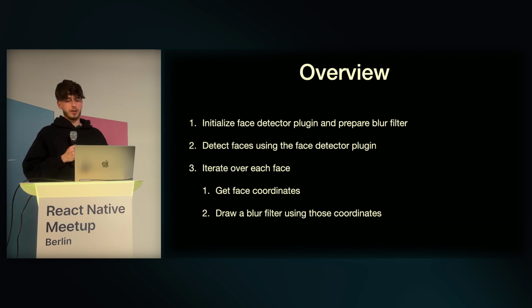We detect the faces. So inside our frame processor, we detect all of the faces using the face detector plugin. So that's the actual inference. That's the actual hot loop that's running on every frame. And then once the face detector plugin gave us our results, we can iterate over each face in the single frame, get the face coordinates, and then draw the blur filter onto that face using the coordinates that we got.